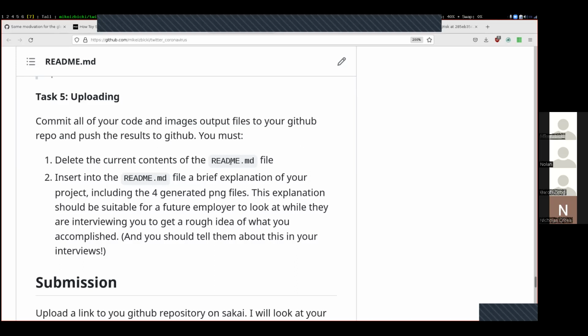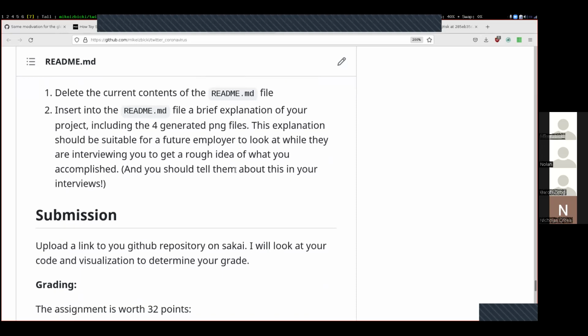I don't have a specific format of what your README should look like, but it should be something that you would want to show to a future employer. I've had a handful of students tell me they've shown it to future employers. I've had one student say they specifically got the job from this project.